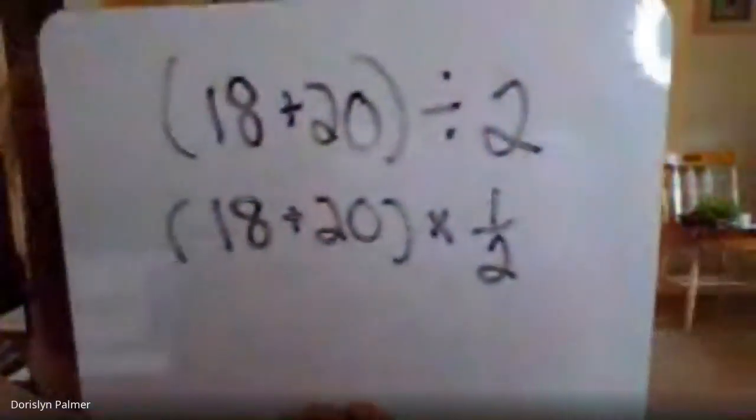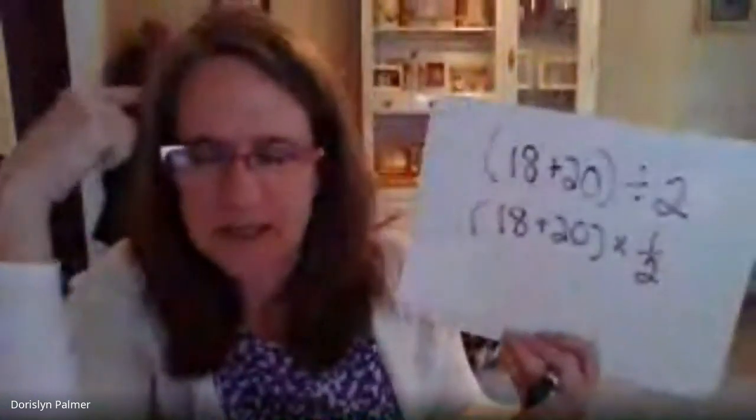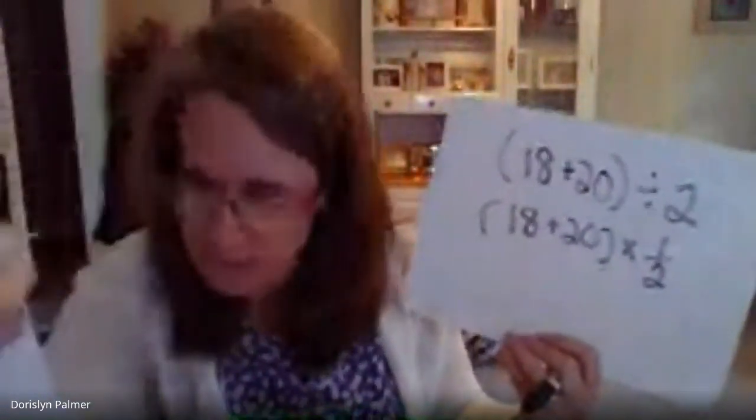You could say 18 plus 20 times 1/2. You would get the same thing. And that's just something I want you guys to have in your mind: when I divide by 2, it's the same thing as multiplying by 1/2. Okay? Like if you take your calculator and you say 10 divided by 2, you'll get 5. And if you do on your calculator 10 times 1/2 or 10 times 0.5, you'll get 5. Okay? It's the same thing.